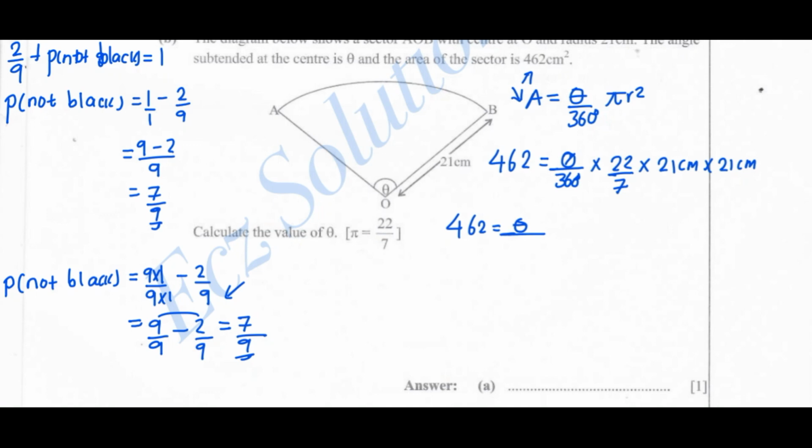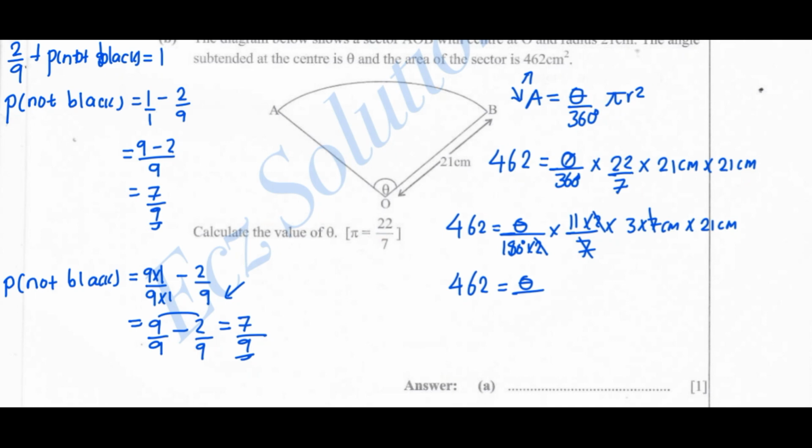So 360 is same as 180 degrees times 2. Then 22 is same as 11 times 2 over 7. 21 is same as 3 times 7. Then another 21 like this. So that we can cancel this, we cancel this, we cancel this, we cancel this. So from there, we can see that we have 462 is equal to theta.